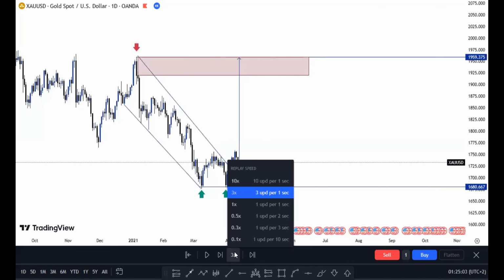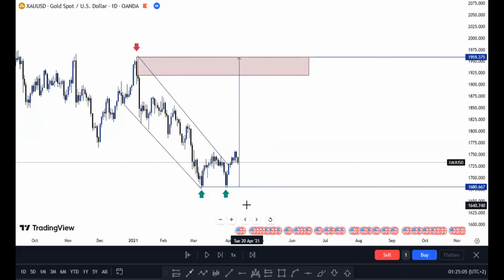As you can see, guys, it broke our resisting diagonal trend line. What does this mean? You have to check the nature in which the market broke our resisting diagonal trend line. It broke our resisting diagonal trend line impulsively.